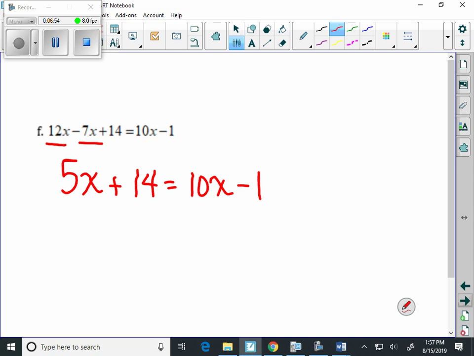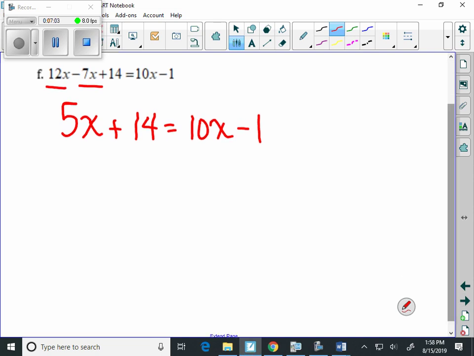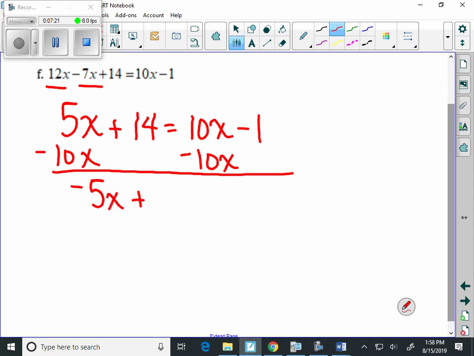I like to move my letter to the left, and this probably isn't the way your Algebra 1 teacher taught you. I'm going to move the 10x over to the left side. You do not have to solve it this way. Just check and make sure that you get the same answer that I do in the end. But I like to move my letter to the left. It's an easy saying to remember. 5x minus 10x is negative 5x plus 14 equals negative 1.